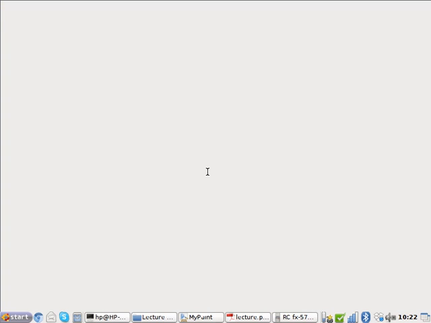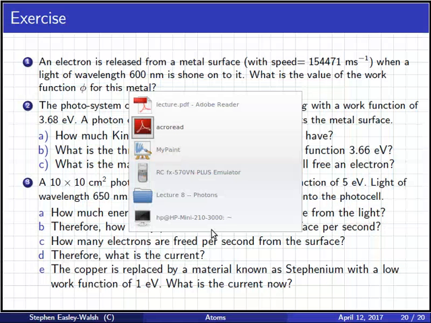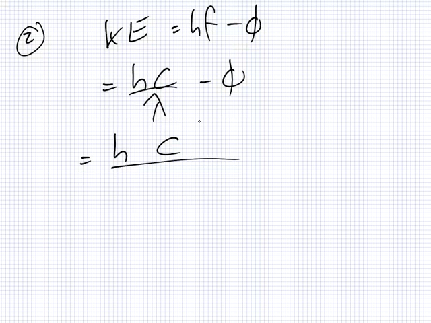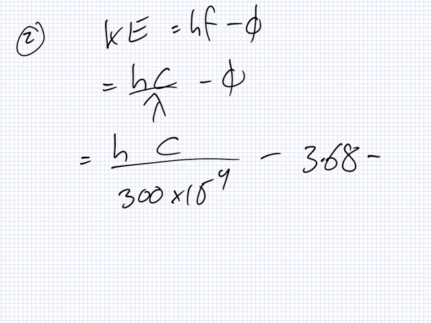Oh, for goodness sake, what's happened? Something terrible's gone wrong. Oh no, it's okay. 300 nano and 3.68. Now, because that's electron volts, we'll have to put an e in here. What constant number is h, please? 6.63, is it right? And c? Thank you.